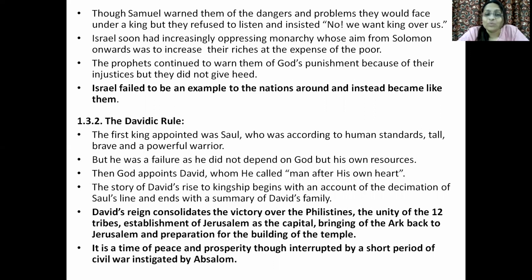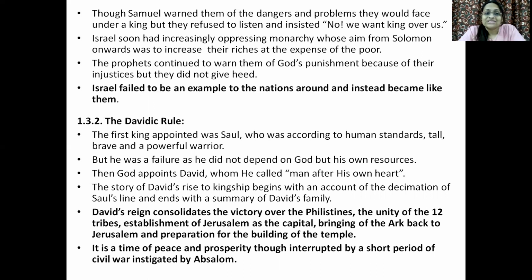Though Samuel warned them of a lot of dangers and problems that they would face under the king, they refused and insisted, no, we want a king over us. So finally, Samuel decides, as God willed, to install a king over them. Israel soon had an increasingly oppressive monarchy whose aim, from Solomon onwards, was to increase their riches at the expense of the poor. From that time, the poor became poorer and the rich became richer, and the kings and the elite class were gaining all their benefits by exploiting the poor.